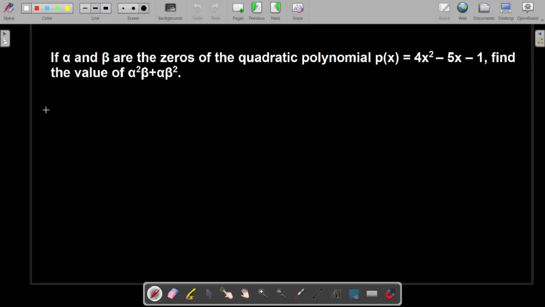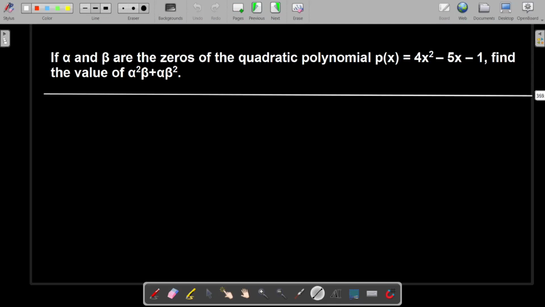Hi everyone. Let's see another question of the polynomial chapter, right? That is quadratic polynomial. We'll see the question. If alpha and beta are the zeros of the quadratic polynomial p of x is equal to 4x square minus 5x minus 1, find the value of alpha square beta plus alpha beta square.